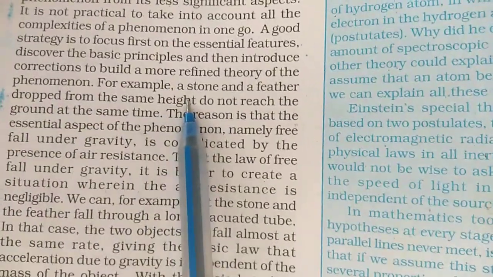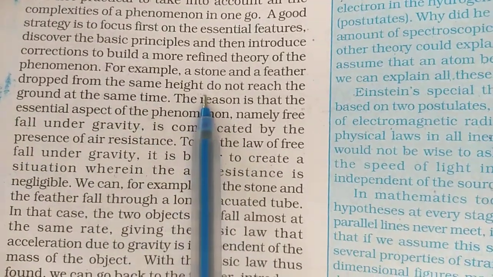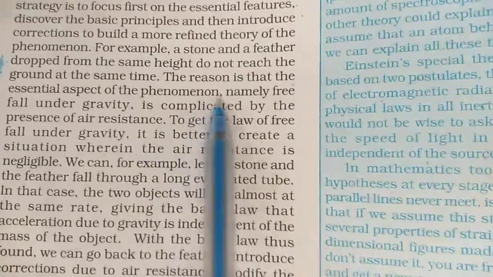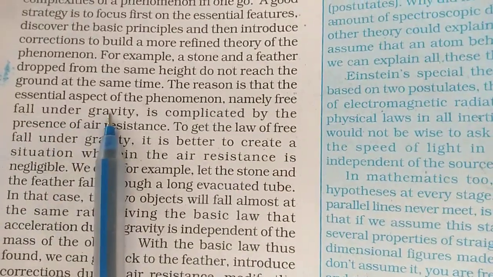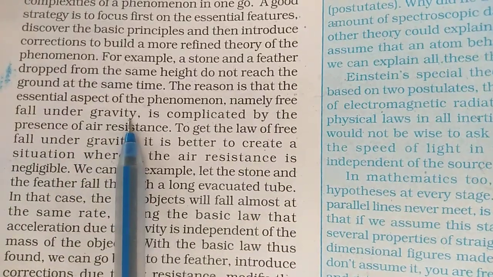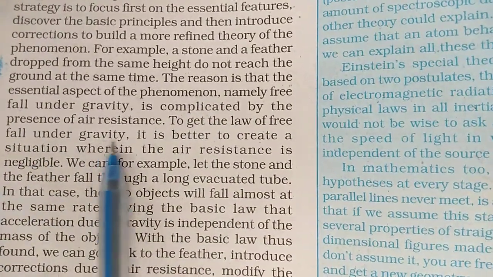For example, a stone and a feather dropped from the same height do not reach the ground at the same time. The reason is that the essential aspect of the phenomenon, namely free fall under gravity, is complicated by the presence of air resistance.